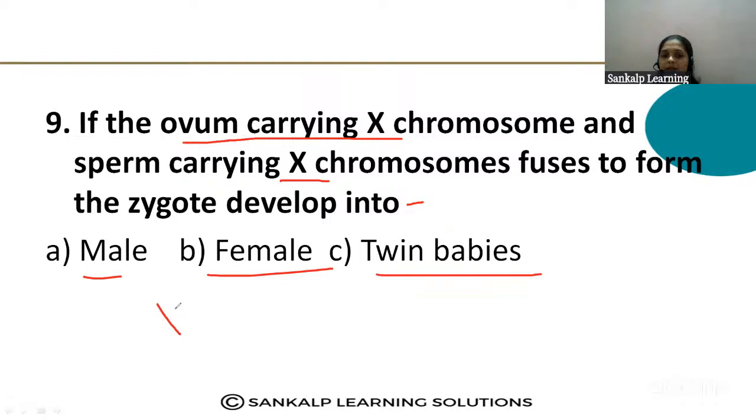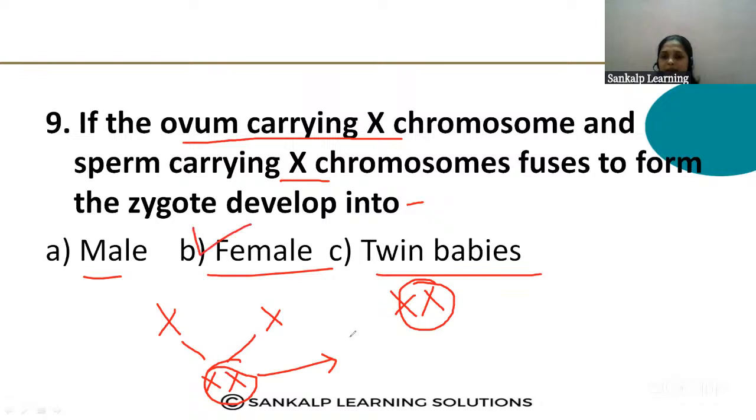The ovum is carrying the X chromosome and the sperm is also carrying the X chromosome. They fuse to form the zygote that has the XX chromosomes. That zygote will develop into male, female or twin babies. Remember, XX chromosomes in human beings means female. Yes, the correct answer is female.